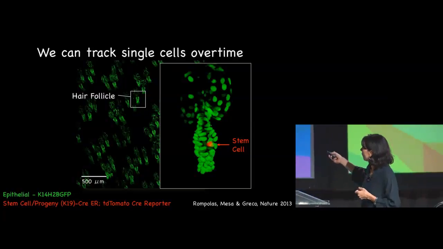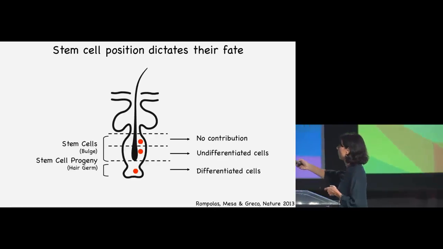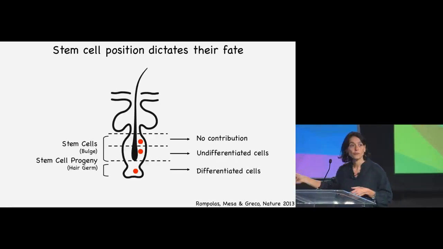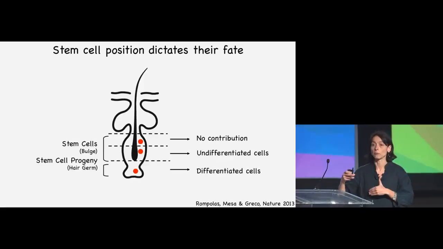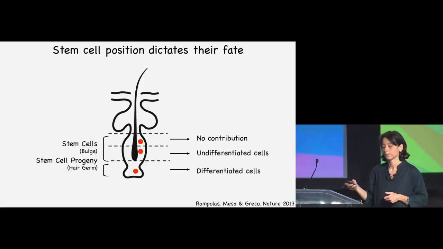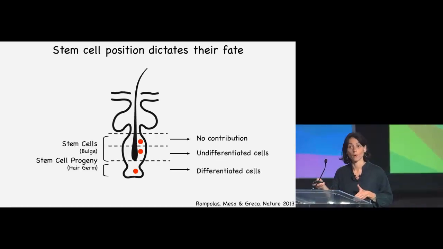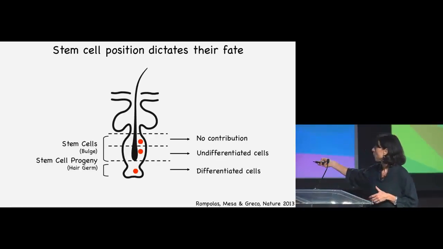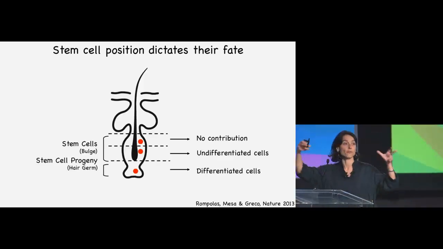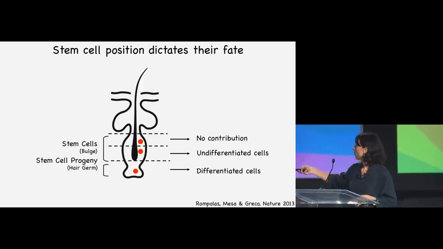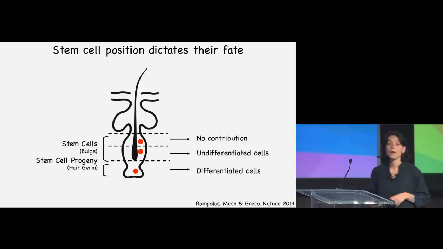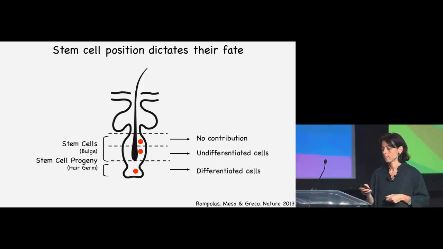And so without showing you the data, what Padelis showed in 2013 is that depending on the position of these cells within this compartment, they cover different functions. So these compartments are in contact with the mesenchyme, and if you are the farthest away from the mesenchymal dermal papilla, these cells will not contribute to the next cycle of the growth. If you're in the middle intermediate position, they will give rise to the undifferentiated cells outside, and if they're in close contact with the mesenchyme down here, they will give rise to the differentiated cells.